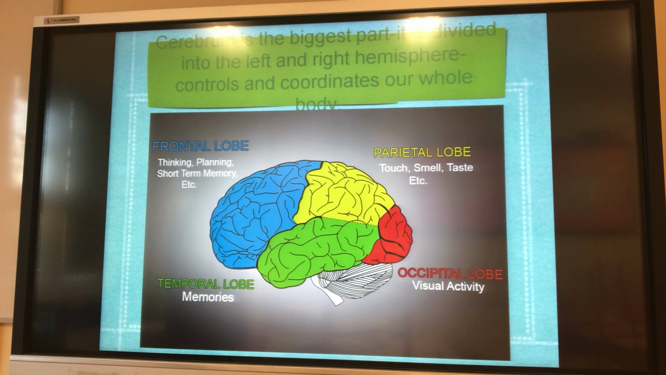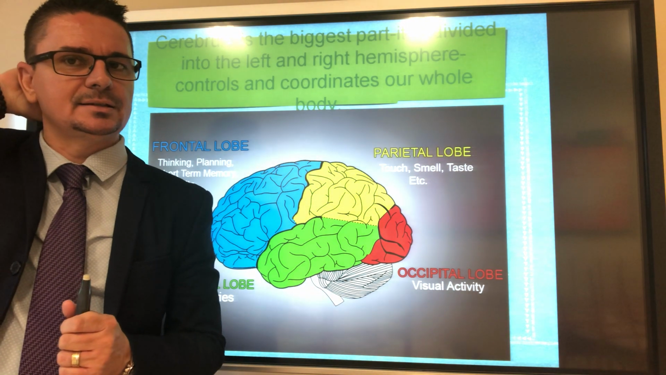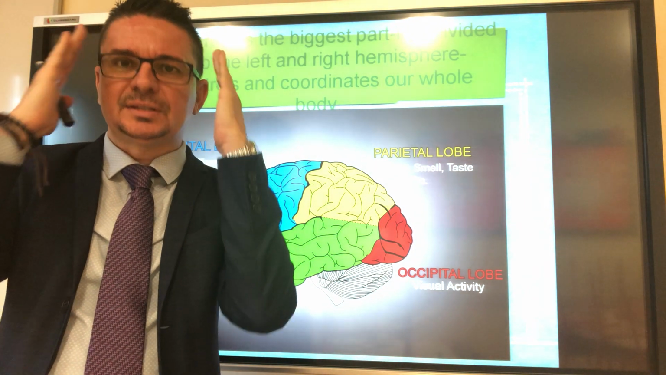Let's analyze this image now. Which part is responsible for visual activity? Very often you say that, oh, I can see little stars if you hit this area. Yes, right there, the occipital lobe. Which part is responsible for your memories? Yes, the temporal lobe here on the sides.